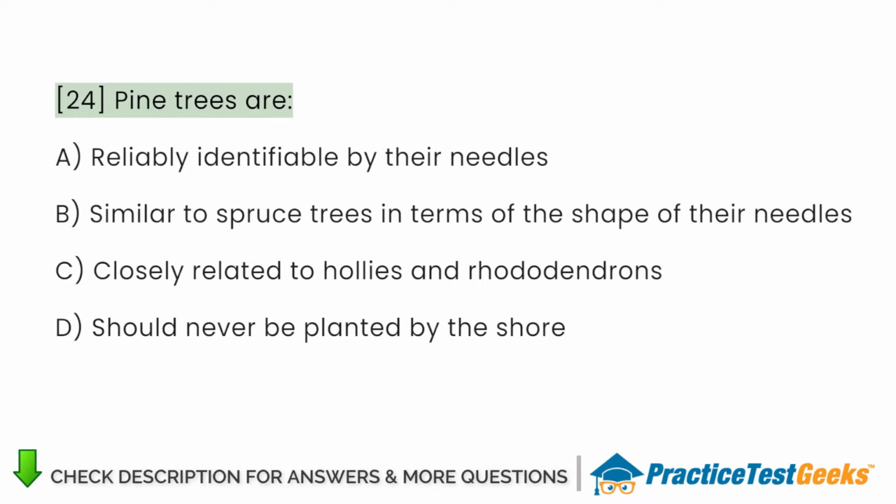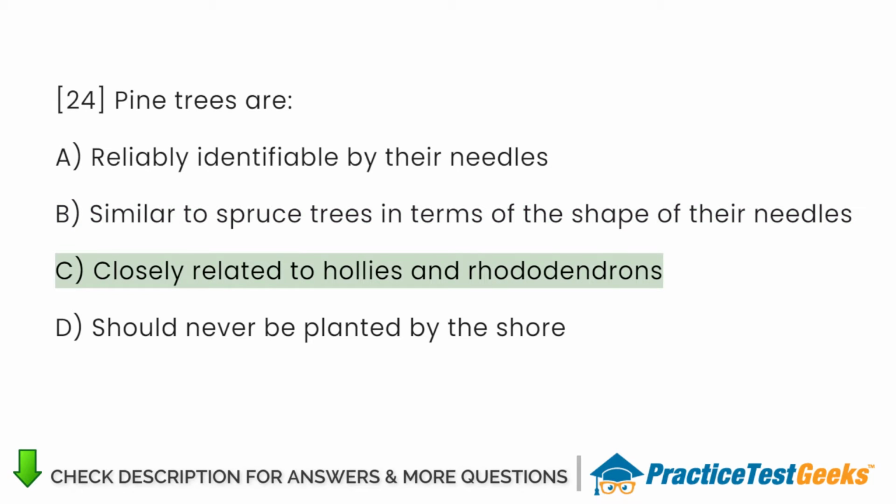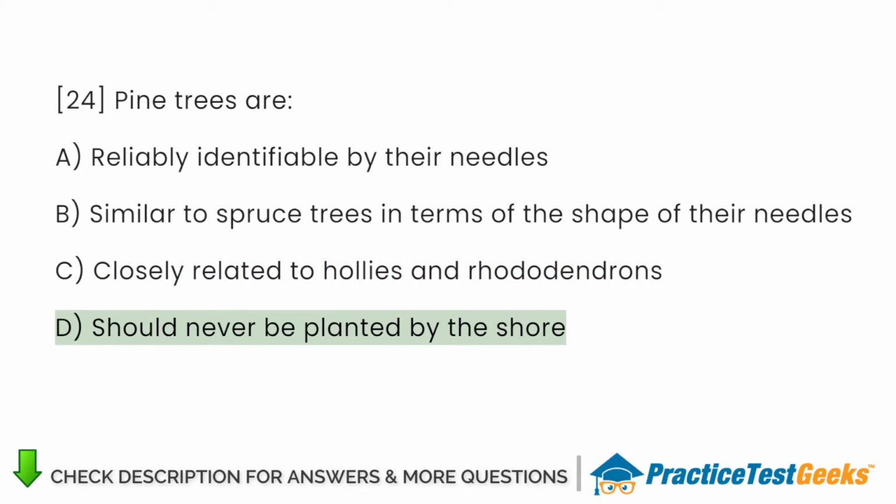Pine trees are A. Reliably identifiable by their needles. B. Similar to spruce trees in terms of the shape of their needles. C. Closely related to hollies and rhododendrons. D. Should never be planted by the shore.